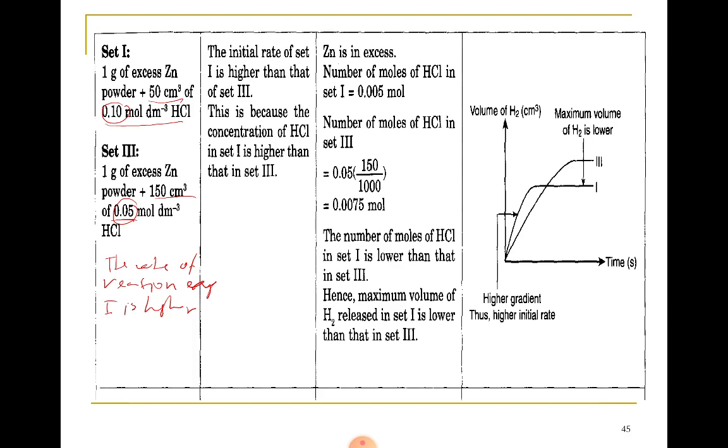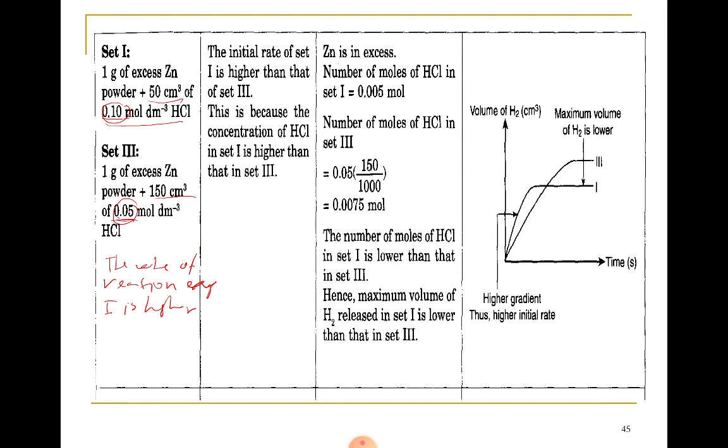Sebab the concentration, experiment 3, sorry, ini experiment 3, experiment 1. Experiment 3 is lower than experiment 1. So the rate of reaction in experiment 1 is higher. Okay. Alright, and then the initial rate of set 1 is higher than set 3. This is because concentration of HCl in set 1 is higher than in set 3.